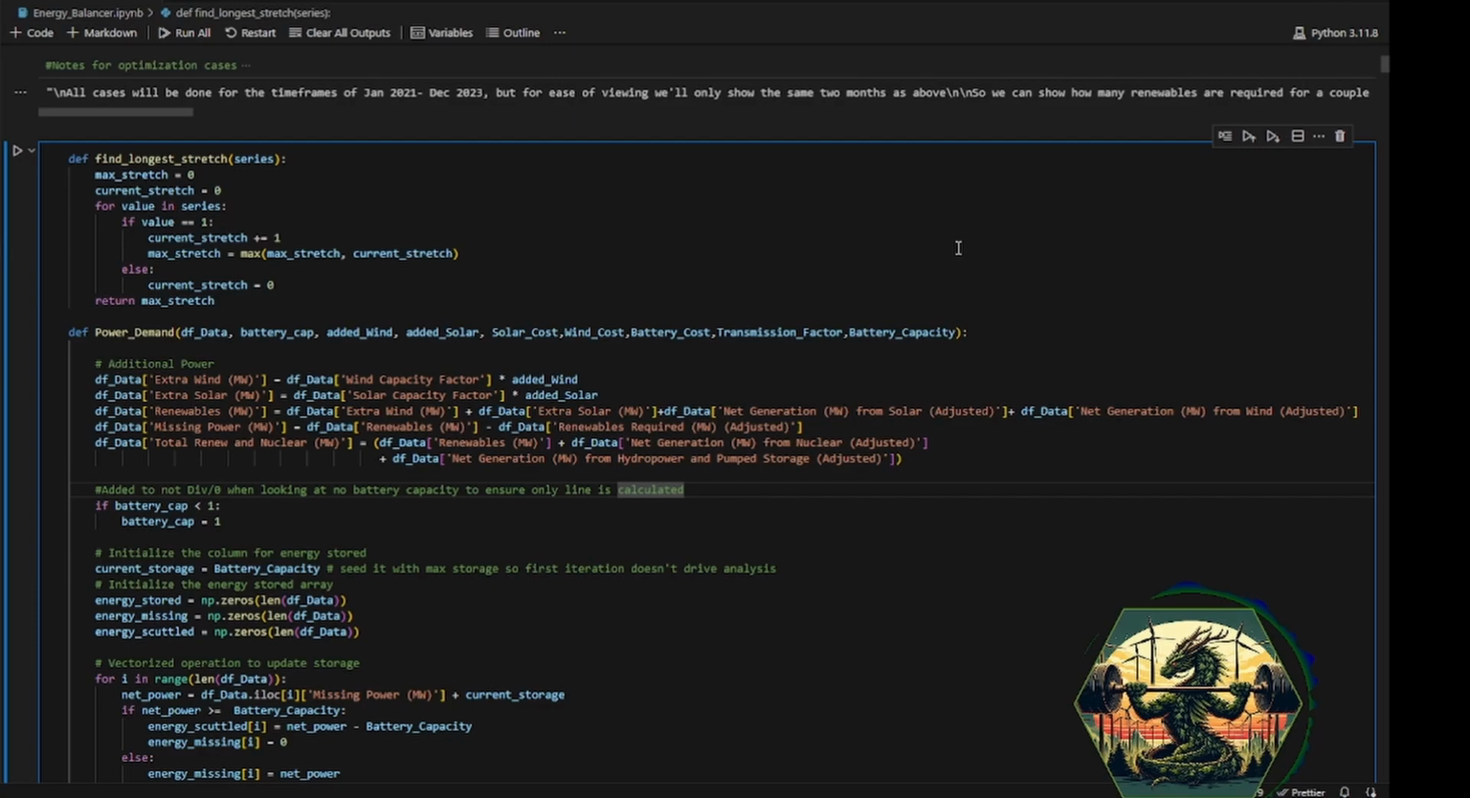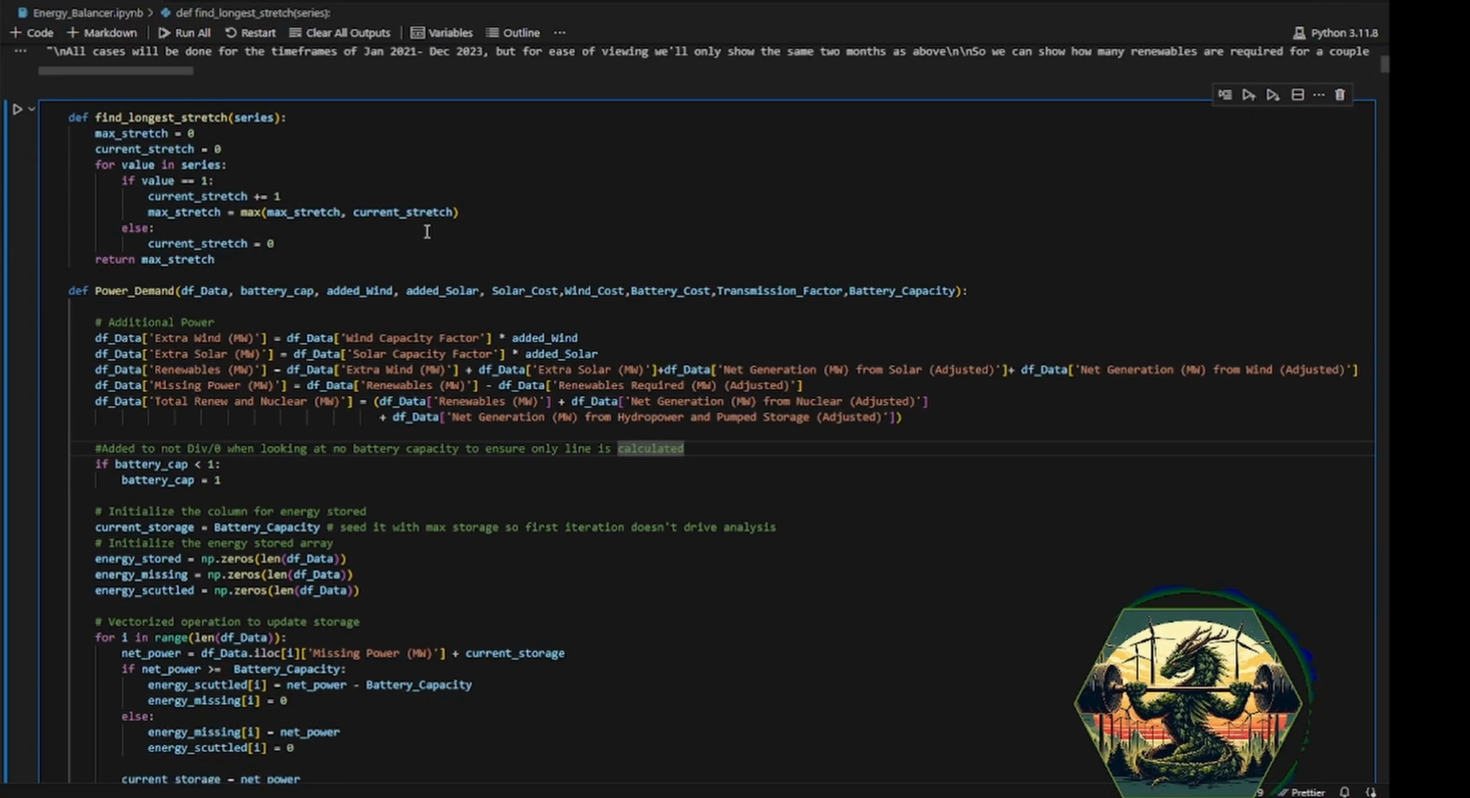And then the battery demand function is kind of the main function that I'm using for this. For the power demand, let's first go through all of the different variables coming in. DF data is the data set that we brought in. Battery capacity is the number of days of battery capacity that we want. Added solar and added wind are the variables that the optimizing function are going to change in order to make sure we never run out of power within this 3-year period, and the values that are going to get reduced in order to minimize cost. Solar cost, wind cost, battery cost, and transmission factor are all shown later, but it's basically just part of the optimization function, and then the transmission factor just multiplies by 1.15.